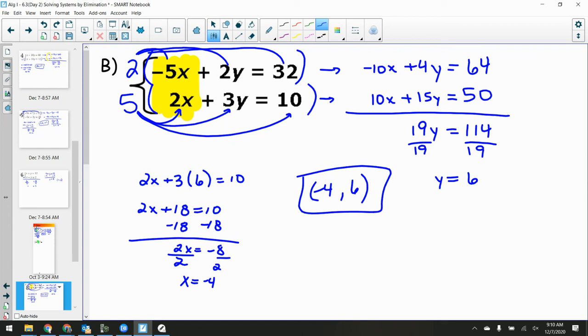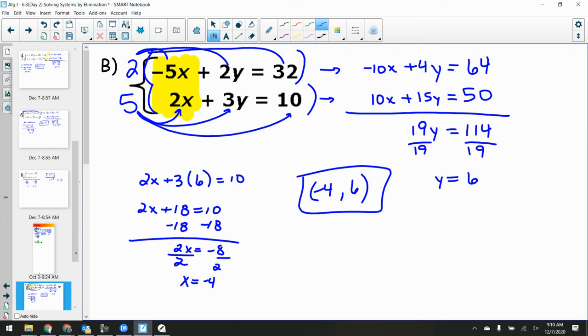Now, the only other layer that I could possibly add on to this is when they're not lined up, right? When they're not lined up. Guys, if they're not lined up, and I give you the option of doing whatever you want, like substitution, elimination, it's probably easier to do substitution if they're not lined up.